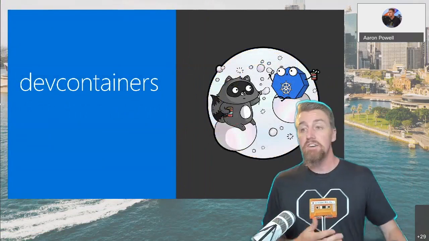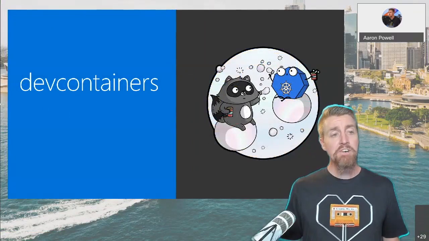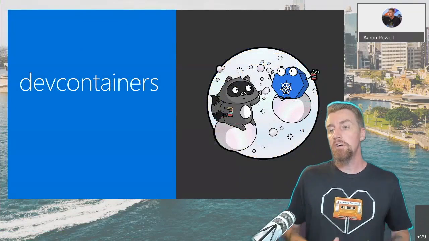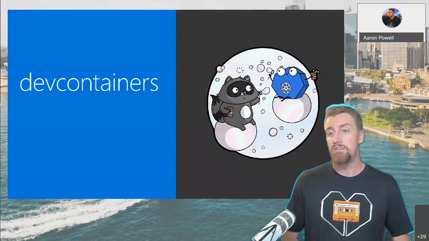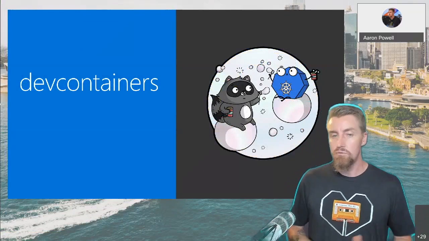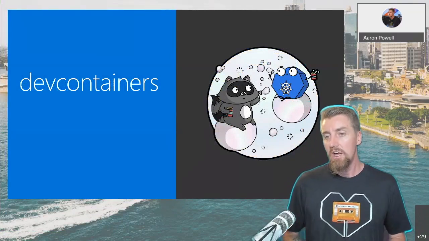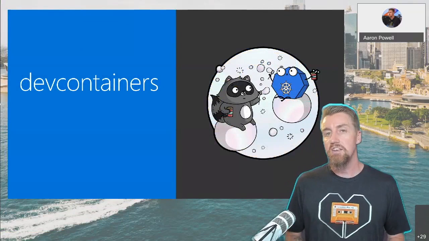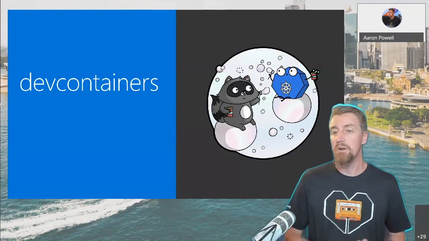Instead, we can look at VS Code dev containers. Dev containers are a way to use a Docker container to set up a development environment. Now, I might not have Rust on my machine, but I want to experiment with Rust. Well, do I go out and install that and all those sorts of things? No, I can put down a dev container that has that pre-installed.